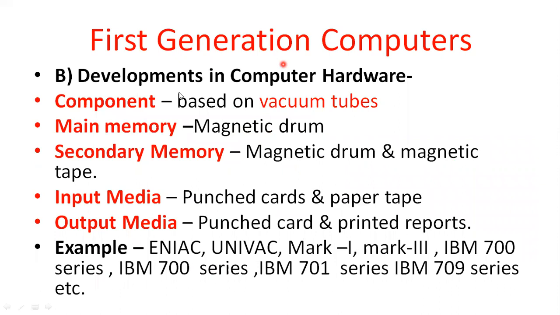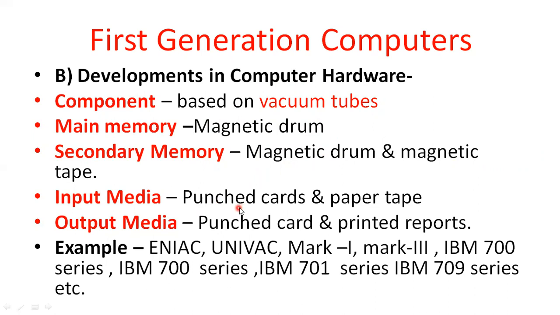The development: which type of component are you using? Vacuum tubes are the main part of a computer. And then for memory you will use magnetic drums. The secondary memory is magnetic drums and magnetic tapes.